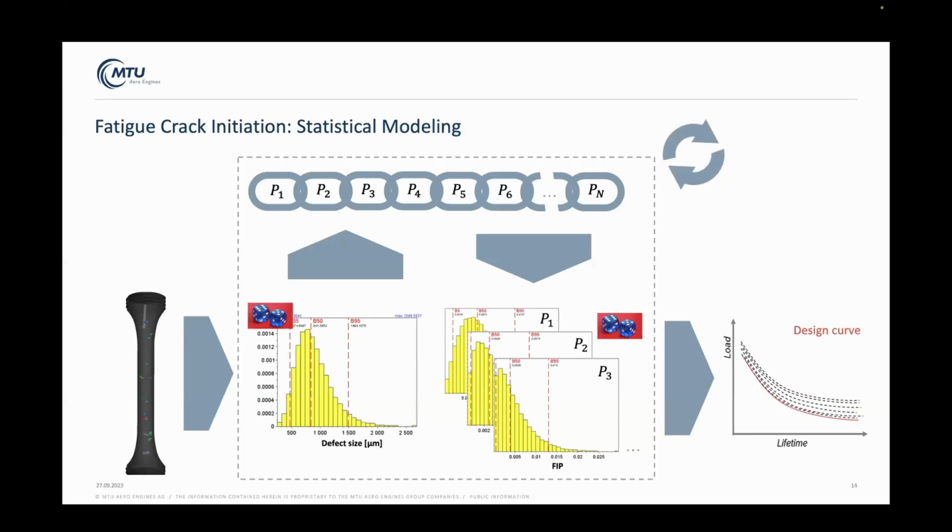And by repeating this process over and over here in the middle, we get multiple curves from which we can then derive statistical properties about our fatigue curve, and therefore find our design curves. So for example, with a 90% survival rate.